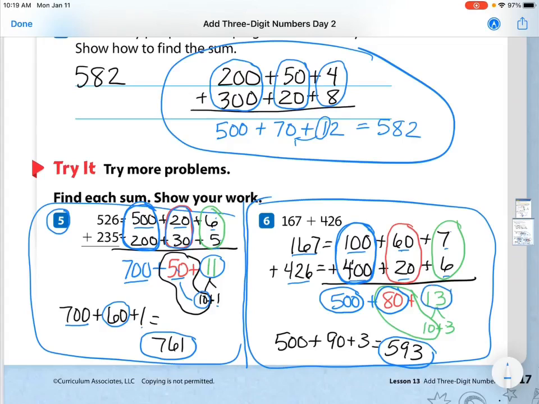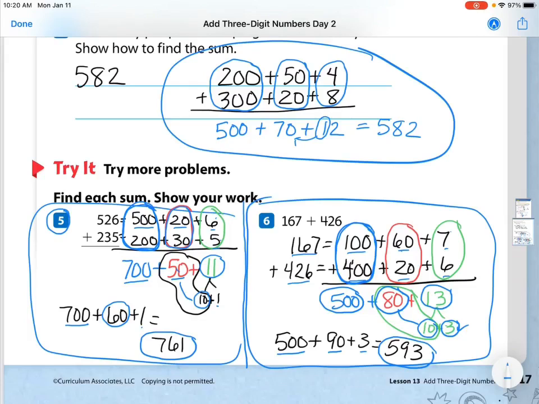When I saw the 13, I knew that is 10 plus 3. So I added the 80 and the 10 together, and I got 90. So when I rewrote my equation, I put 500 plus 90 plus the leftover 3 ones, and that answer is 593. I hope you got the same answers.